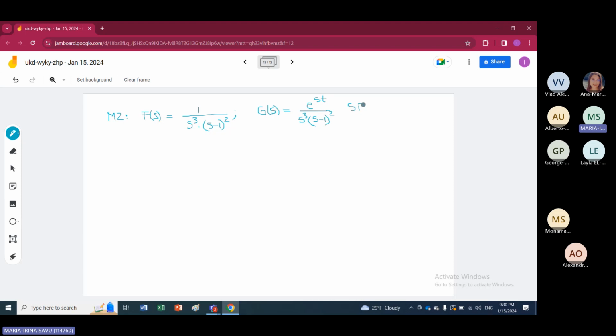The singular points are s equals 0, which is a pole of order 3, and s equal to 1, a pole of order 2.